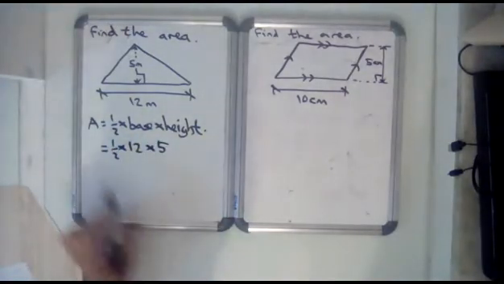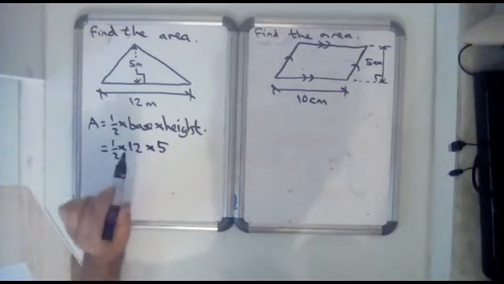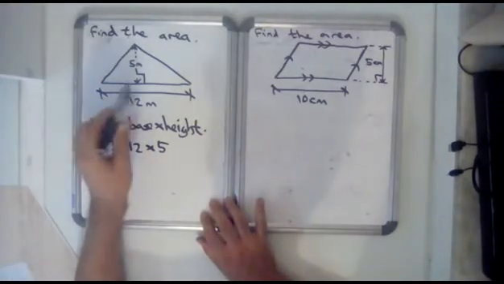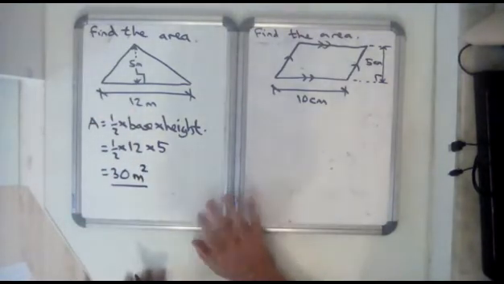So you can put that half in with any of them. What I would do, I mean, you could do 12 times 5 and then divide by 2. I would do half of 12, which is 6. 6 times 5 is 30, so area equals 30. The units, meters squared. Area is about how many squares.